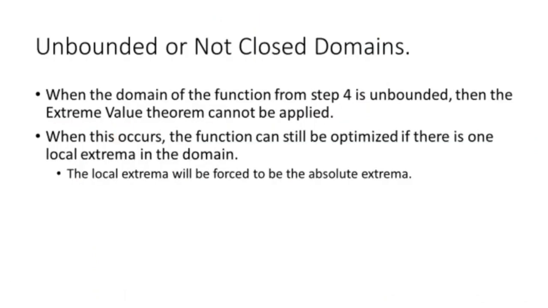Now we're going to talk about unbounded and not closed domains. In our previous example, we saw that whenever our domains were closed, we can apply the extreme value theorem to guarantee the existence of our extrema. However, if our domain is unbounded and not closed, we can no longer apply the extreme value theorem. When this occurs, the function can still be optimized, but we just have to hope that there is one local extreme in the domain. When this occurs, this local extreme will be forced to be our absolute extreme.